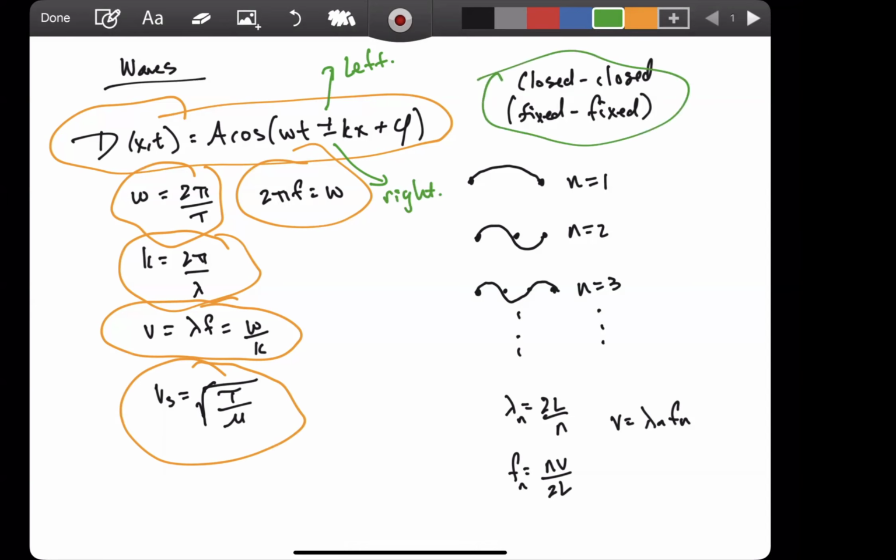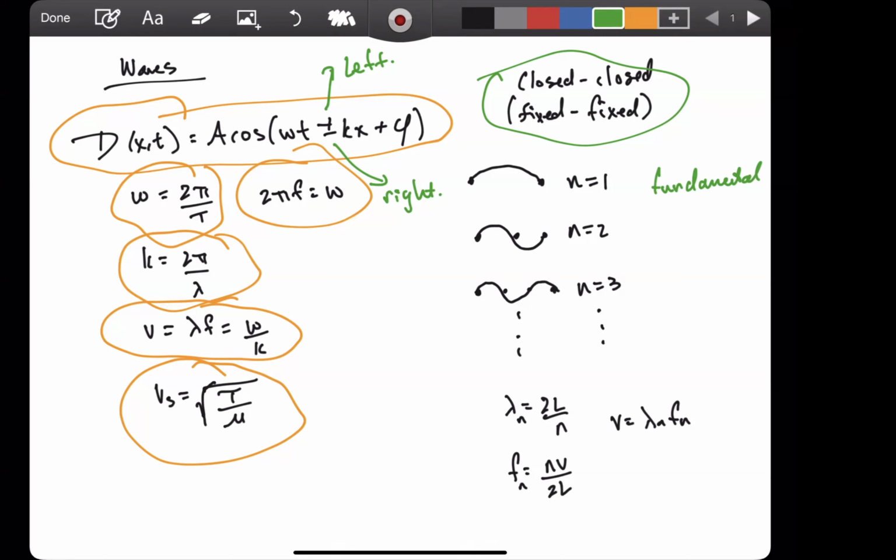So we had the fixed, also known as closed. In this case, we have n equals 1, which is called the fundamental. This is the simplest we can have, which is half a wavelength. We have n equal to 2, which is a full wavelength. N equal to 3, which is 1.5, or 3 halves wavelength.